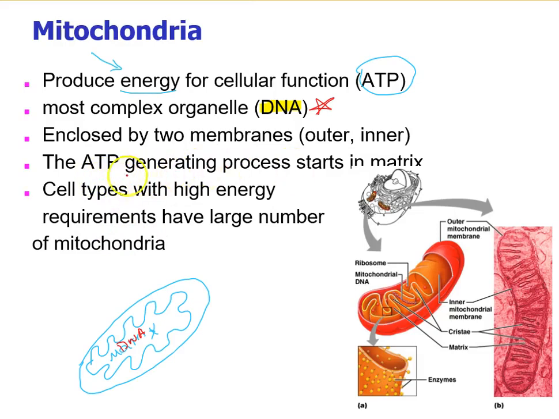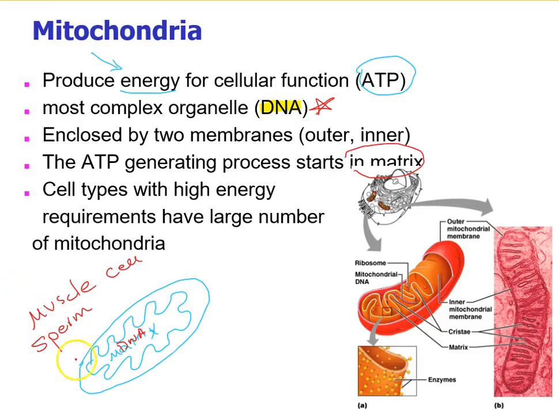Then we discussed where ATP generation starts, which is the matrix. Because the mitochondria is responsible for producing energy, cells that need a lot of energy, like muscle cells, need ATP for contraction and relaxation. Cells like sperm need energy for movement. All cells need energy, but these cells actually need a lot of energy.